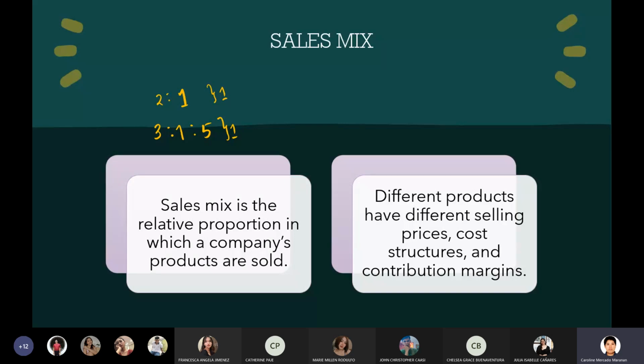Okay? In sales mix, you need to know that there are different products and that different products have different selling prices. Magkakaiba ang selling price niyan. Yung cost structure, ibig sabihin yung variable cost, yung fixed cost related to that product, and contribution margins. So, hindi natin pwedeng katulad ng pag-compute ng break-even point.